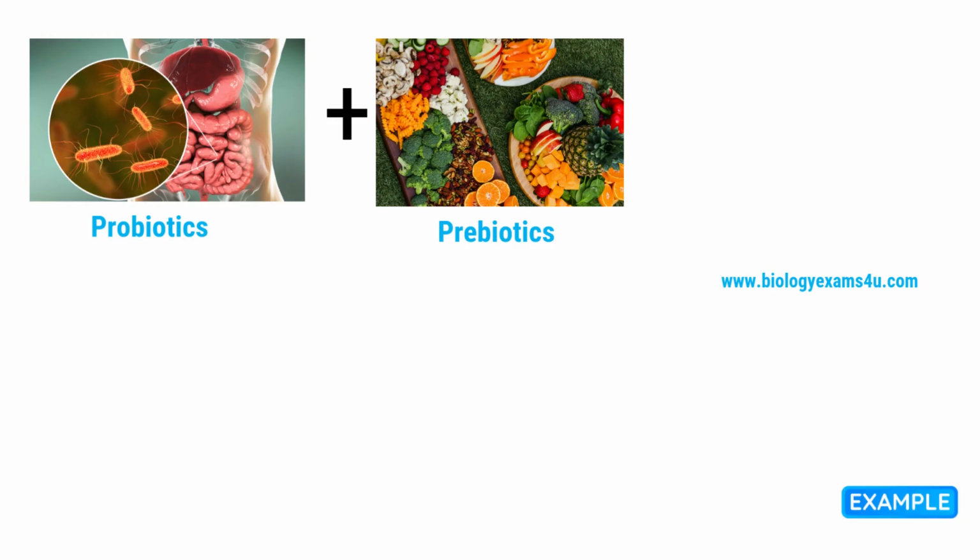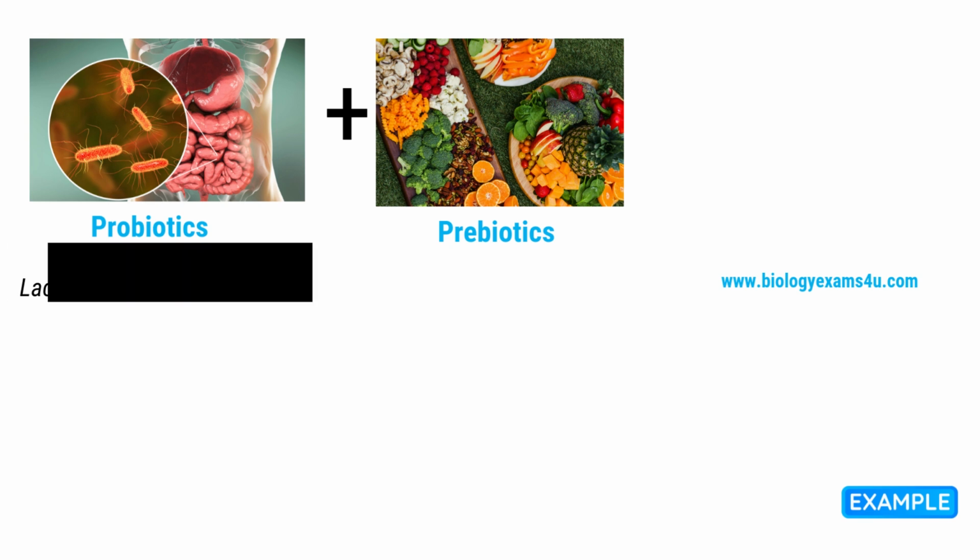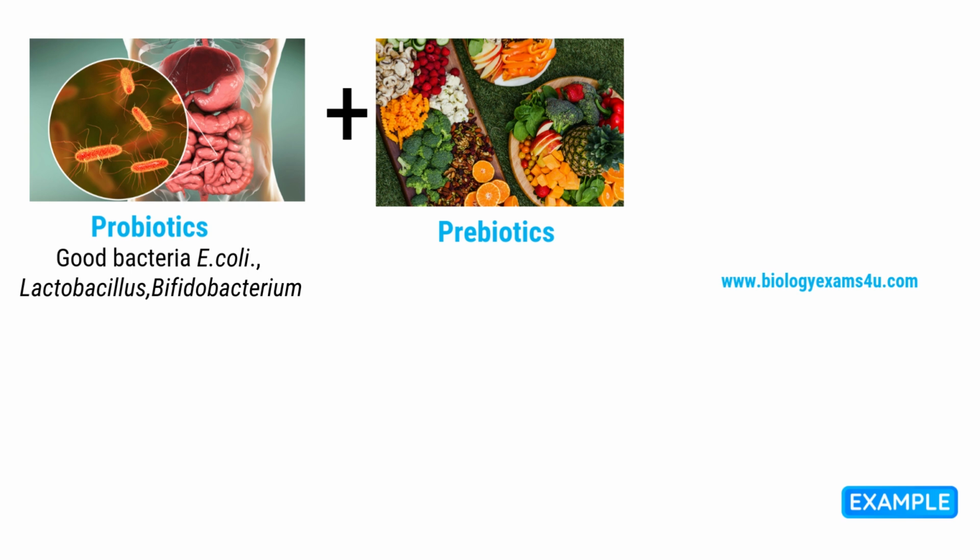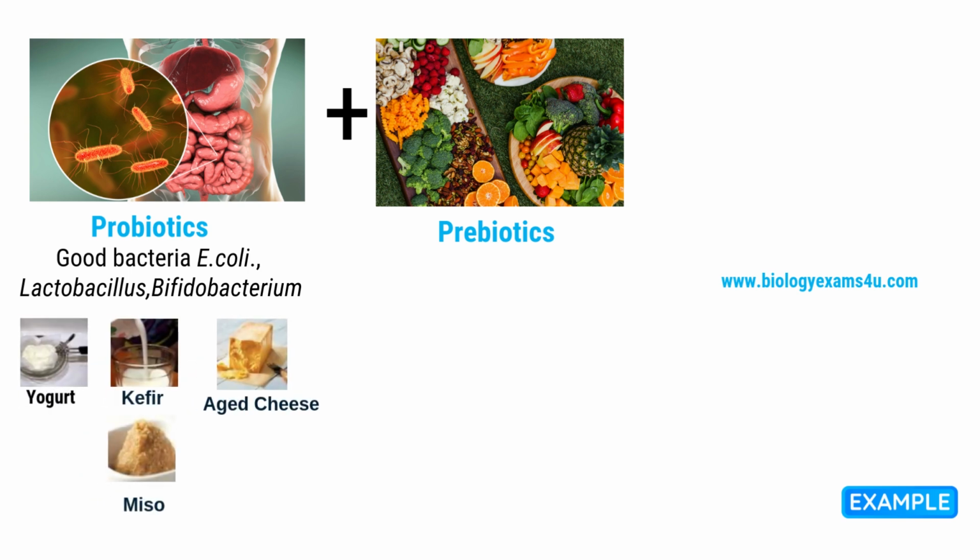Now let us understand some more examples of probiotics and prebiotics. Probiotics include all favorable good bacteria like E. coli, lactobacillus, bifidobacterium, etc., that is present widely in yogurt, kefir, aged cheese, miso, etc. There are many foods that are probiotics.